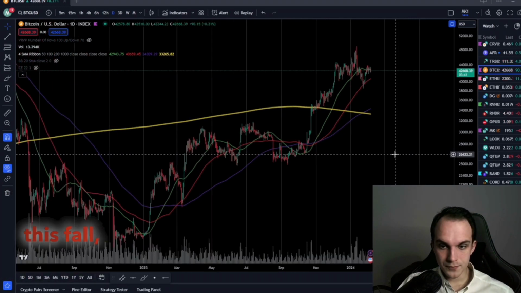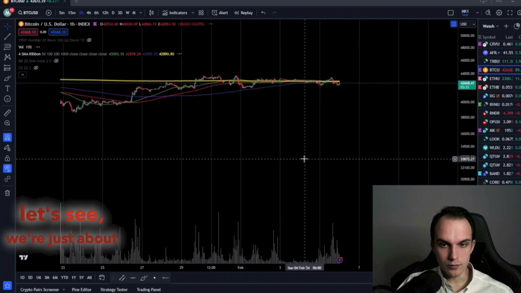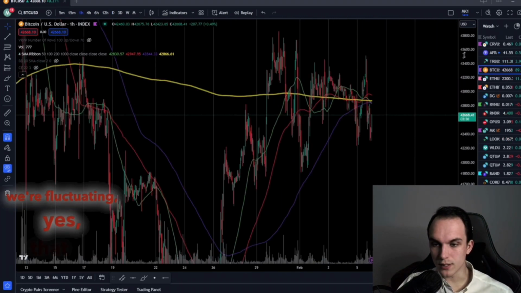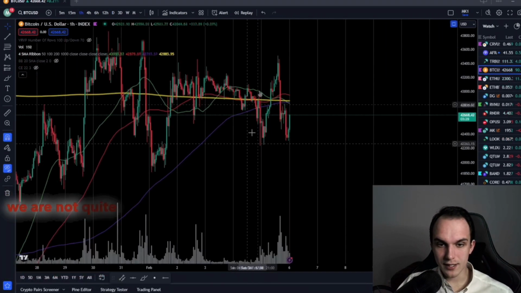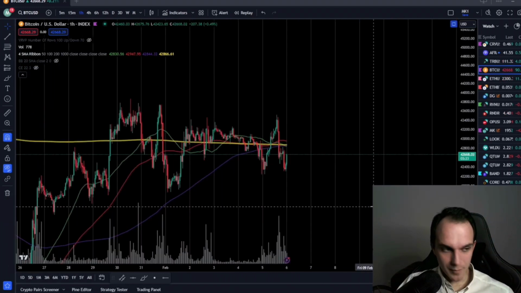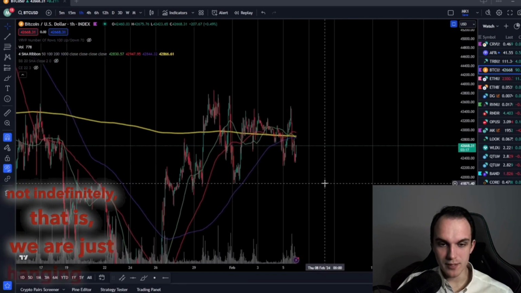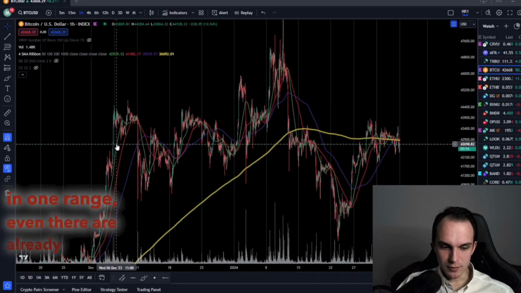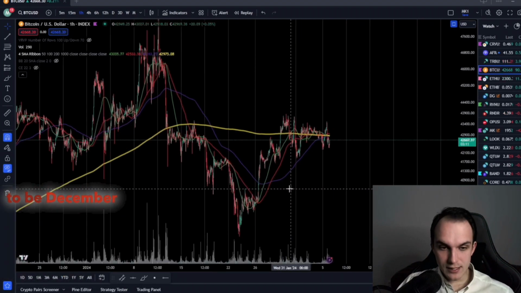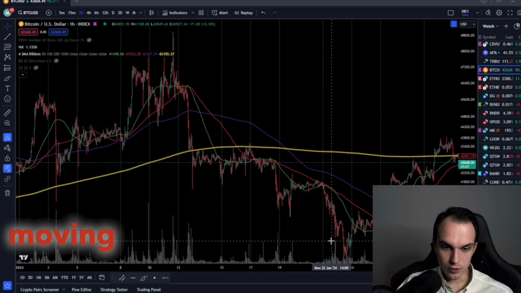Or vice versa, it provokes this fall. Let's go down to some smaller time frame and see. We're right around this 1000th and we're fluctuating. At the moment we are not quite unstable, but not indefinitely. We are just hanging out in one range. It's interesting that the 1000th hourly moving average also matters.